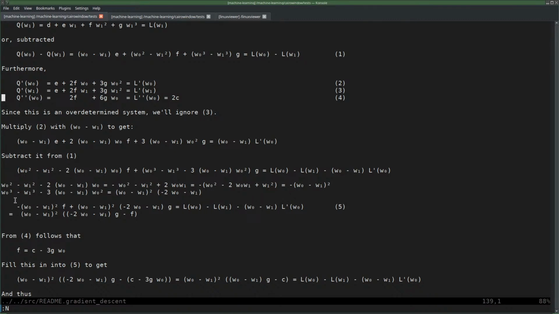Furthermore, W0 to the power 3 minus W1 to the power 3 minus 3 times W0 minus, and so on. It would be this. I think I skipped a lot of intermediate steps here.